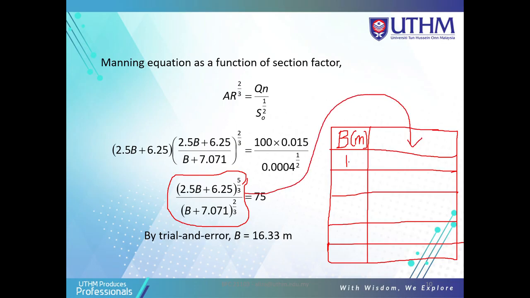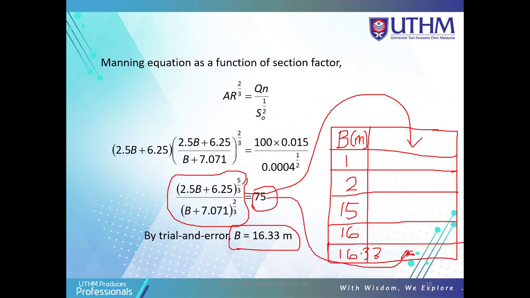You just find the value here if b is 1. If b is 2, what is the value here? So you just try and error. You first find using the try and error until you get b is, maybe, 6 point something, maybe 15 and 16, and then you get 15.33, until you get the value here that is the same as this 75 here. So you can use the method of try and error to find the b.